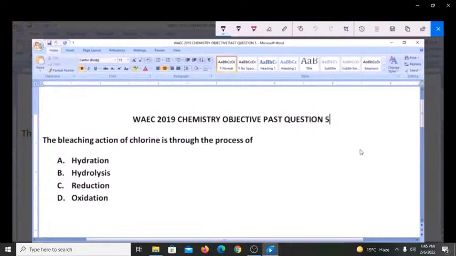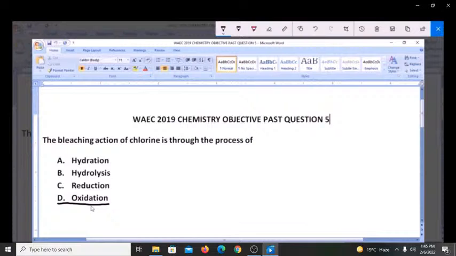Now, it's important to note that the bleaching action of chlorine is one of the most important chemical properties, in fact one of the most common questions asked under chlorine. And the bleaching action of chlorine is basically through the process of oxidation. Oxidation is option D, which is the answer to the question.